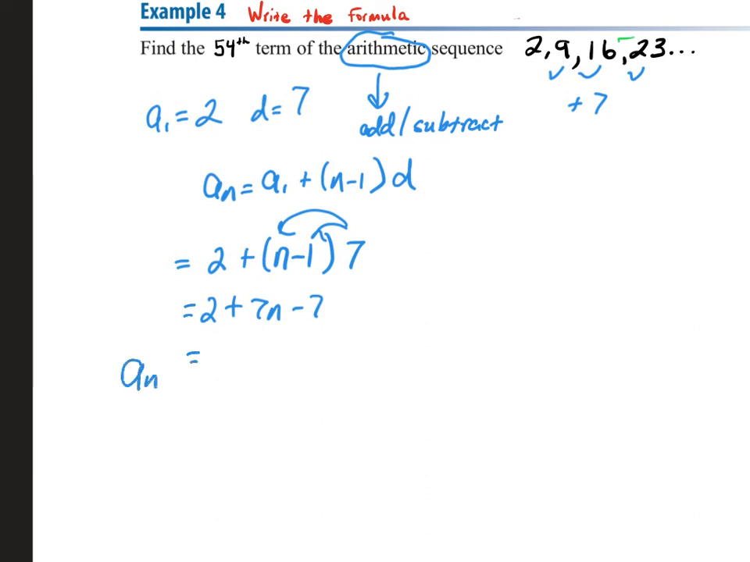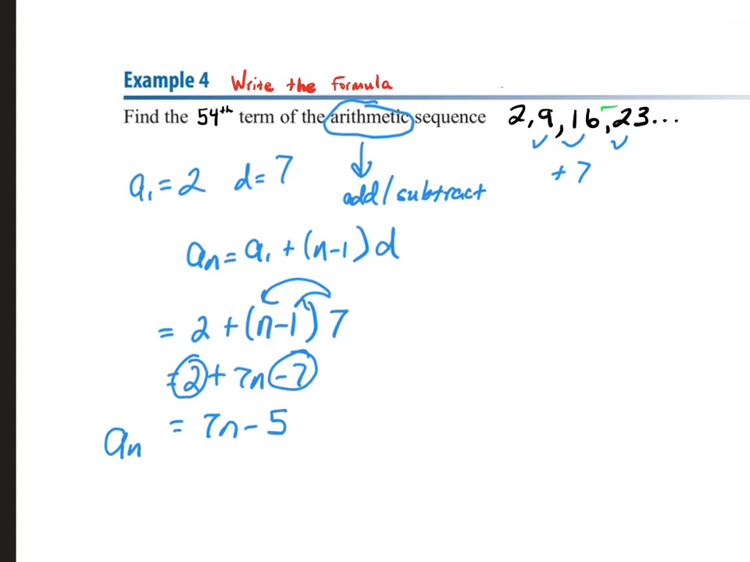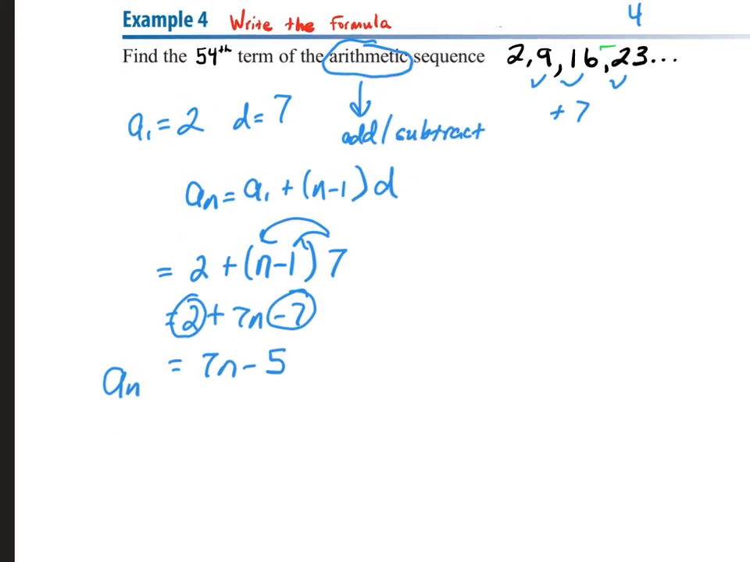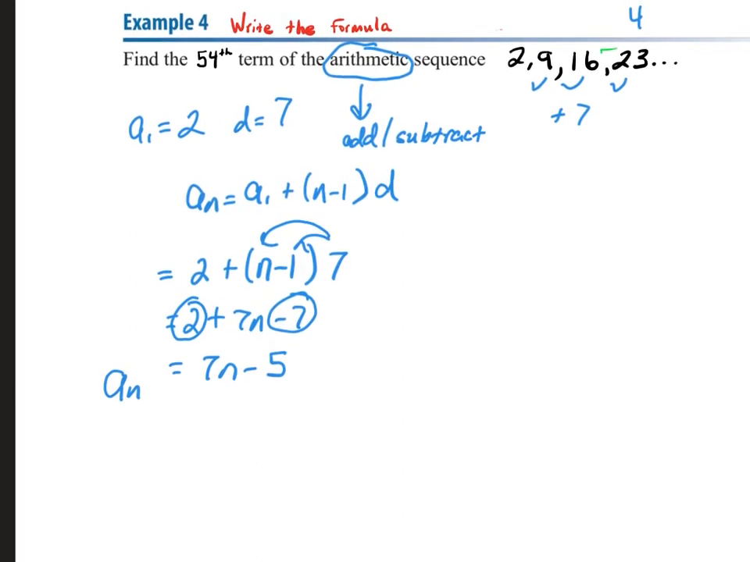So my rule is a sub n equals 7n minus 5. Okay? Be careful here, guys, that you don't make a silly mistake. Now, if you did make a silly mistake, say you said minus 9 because you just weren't paying attention, you can always check what term number is 23. It's the fourth. So when I plug in 4, what should I get out? 23. So what's 7 times 4? Minus 5. So the rule's right.